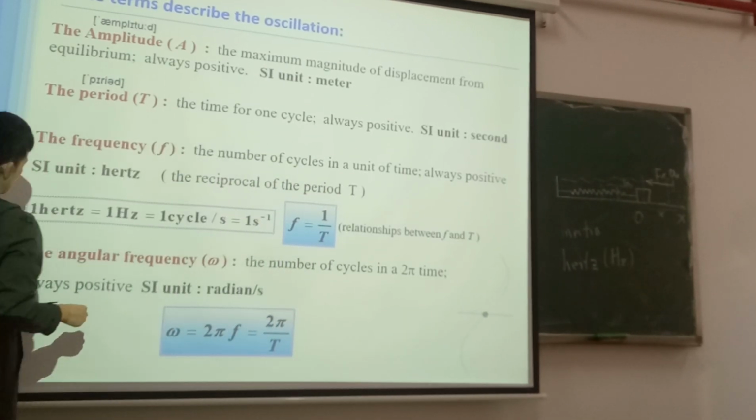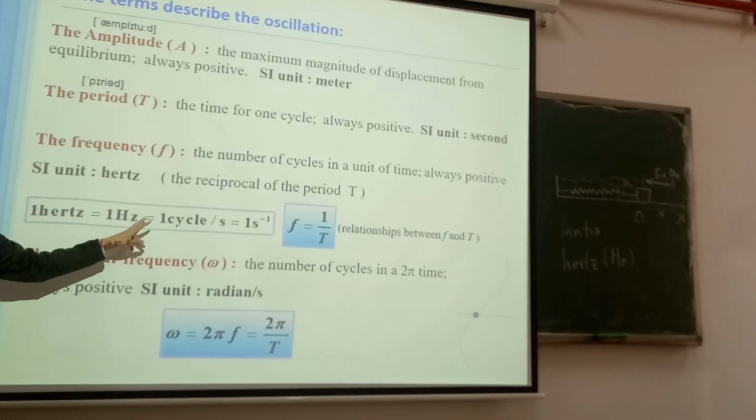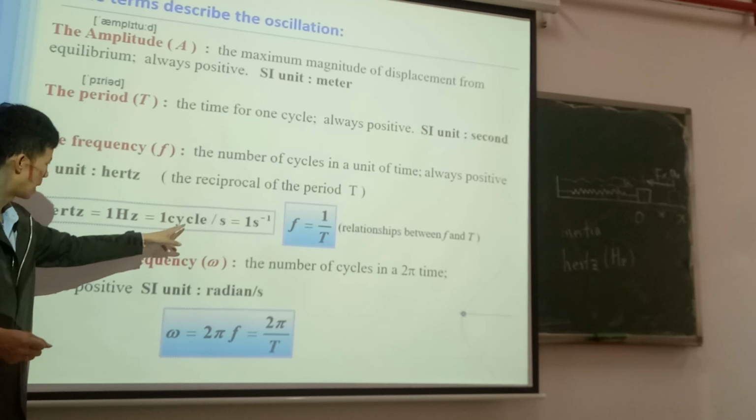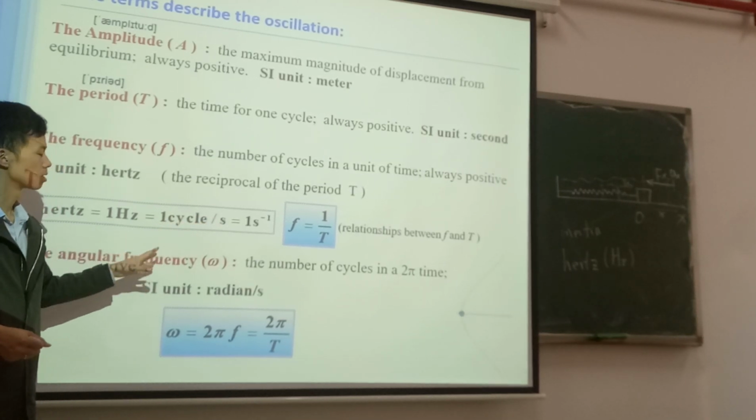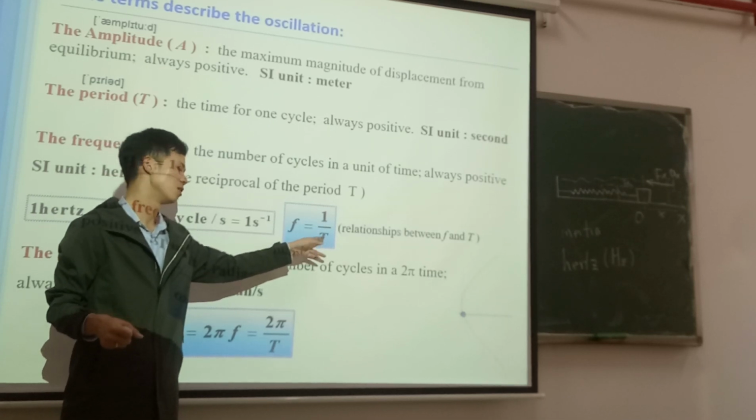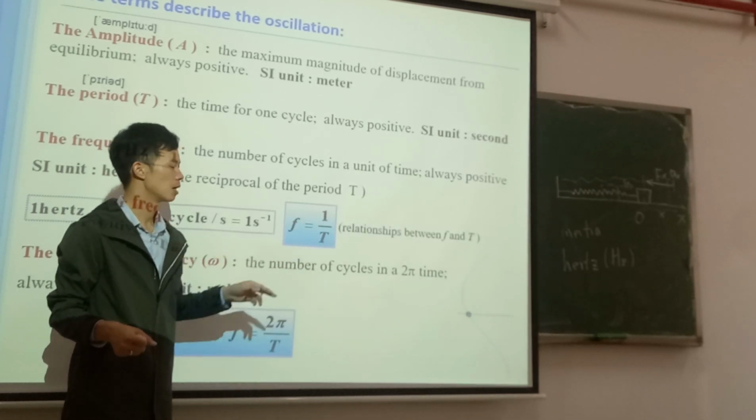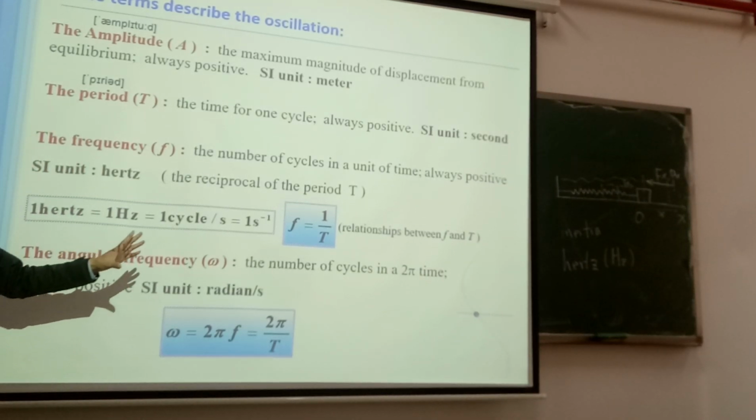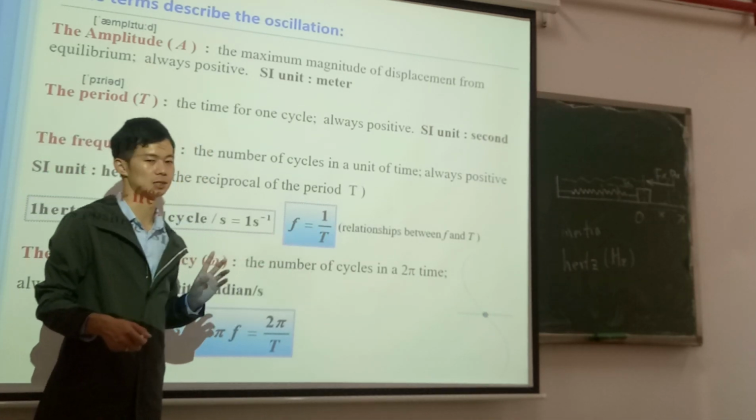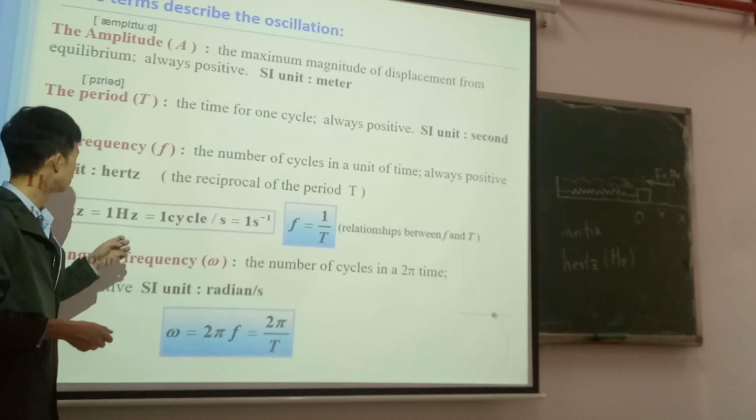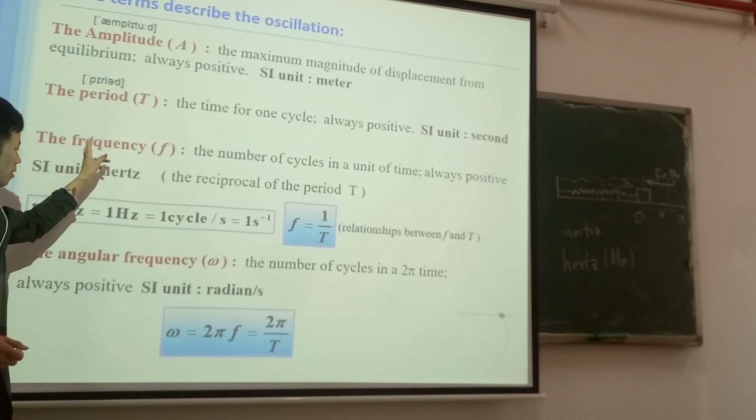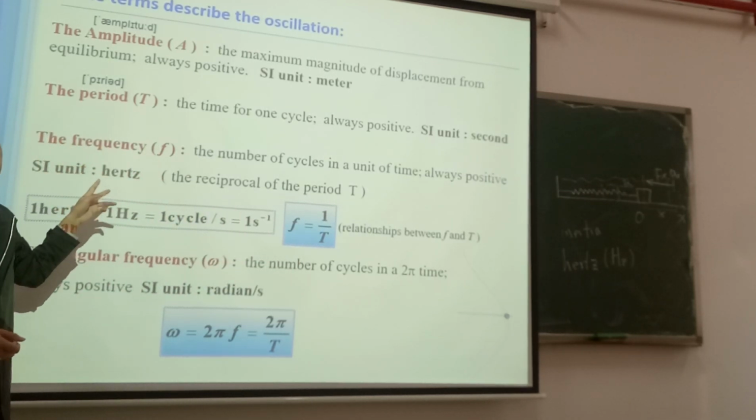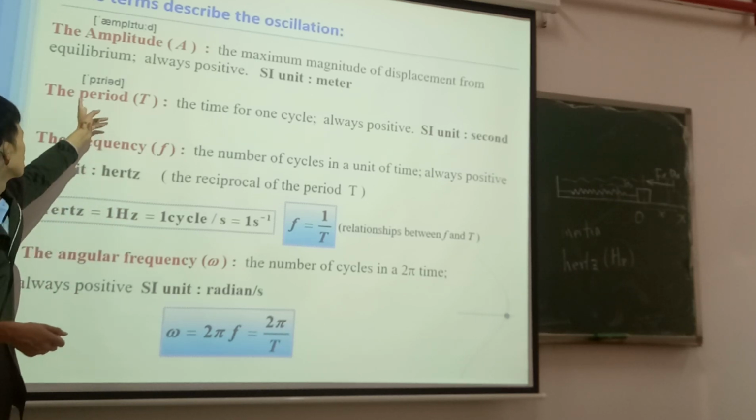One hertz, we can write it as 1 Hz, and it is one cycle per second. It is the cycles per second. So f is equal to 1 over T: the frequency is equal to 1 over the period. This is the relationship between f and T. If we already know the period, then we can find the frequency, f equals 1 over T. And if we already know the frequency, then we can find the period.